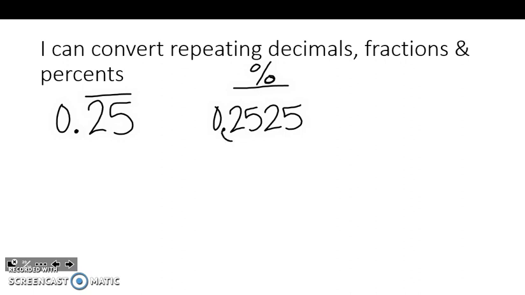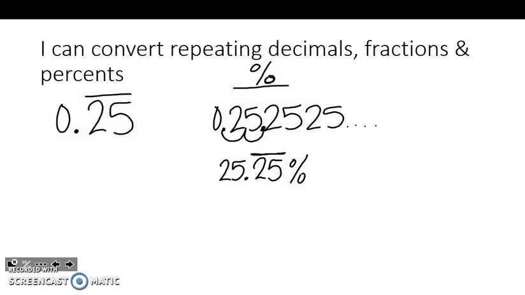You're still going to move the decimal 2 places to the right so that you get 25.25%. And the reason why it's important to have both the 2 and the 5 behind the decimal is because those are going to keep repeating, right? So we have to show both of those numbers in our answer, and we have to put that hat on them. We have to put that bar over top of them. Otherwise, our answer isn't correct.